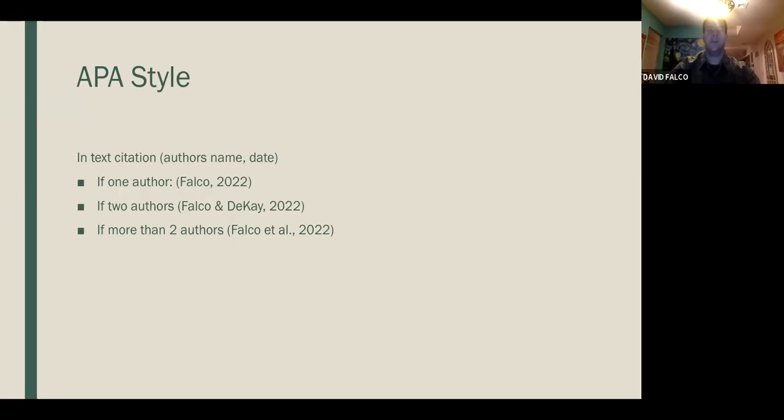Beyond that, you're fine. If it's two authors, you want to cite both of them, then a comma, then the date that the article was published. If it's more than two authors, you want to say the first author's name, et al., and then the year of the publication.